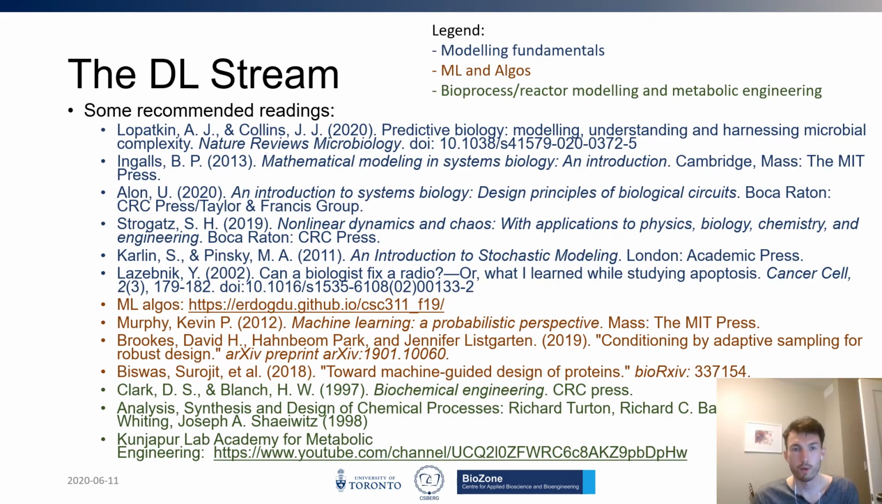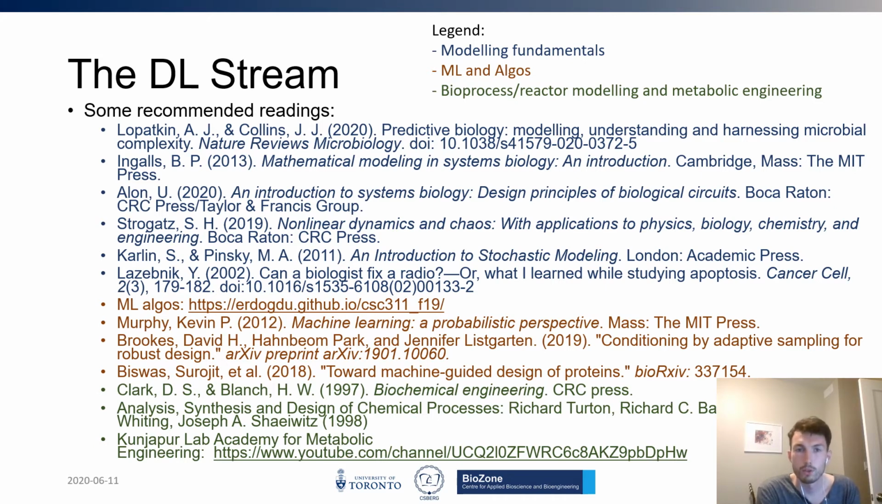And so now, just before I wrap up, I wanted to discuss some recommended readings from the Dry Lab instructor team. There's quite a few here, so I've color-coded them, as can be seen in the legend at the top, to indicate which focus they correspond to. The blue ones correspond to my material, the modeling fundamentals, and the orangey rust color corresponds to the machine learning and algorithm material from Tianyu, and the darker green color corresponds to the bioprocess and reactor modeling and metabolic engineering material from Cavia. So I'll just quickly go through some of the readings to give you an idea of what they are.